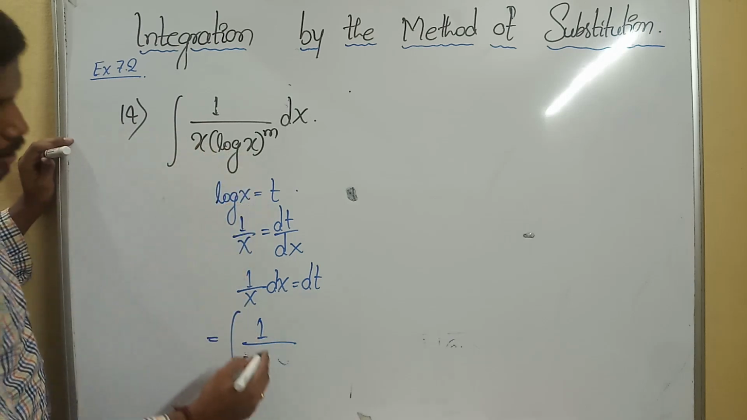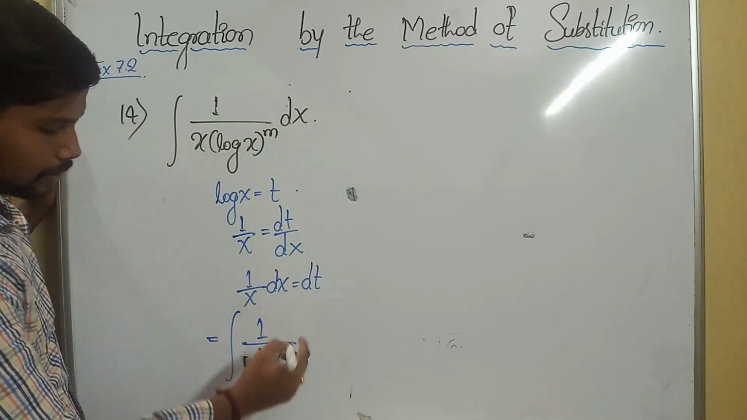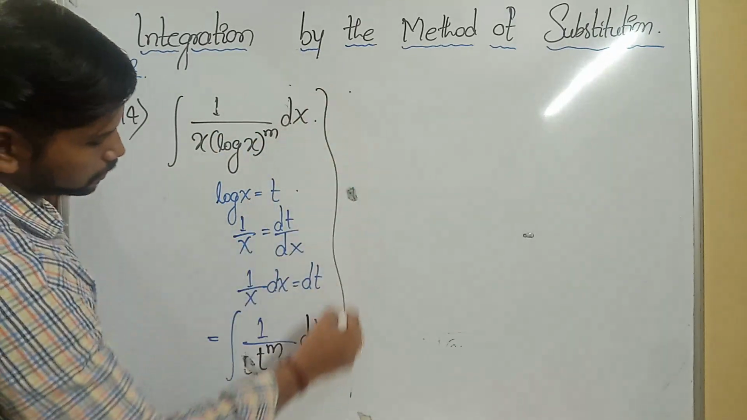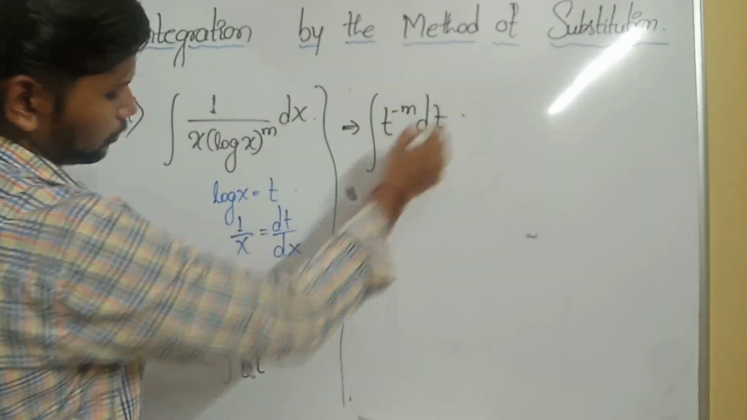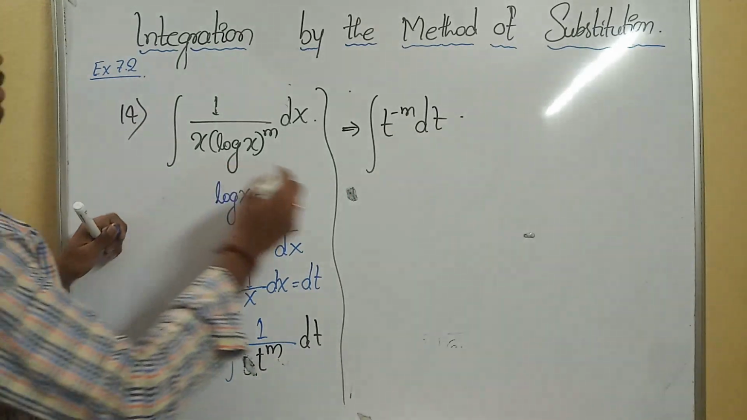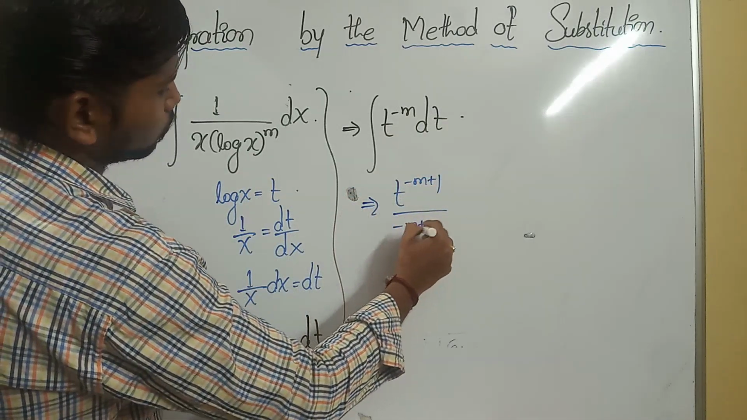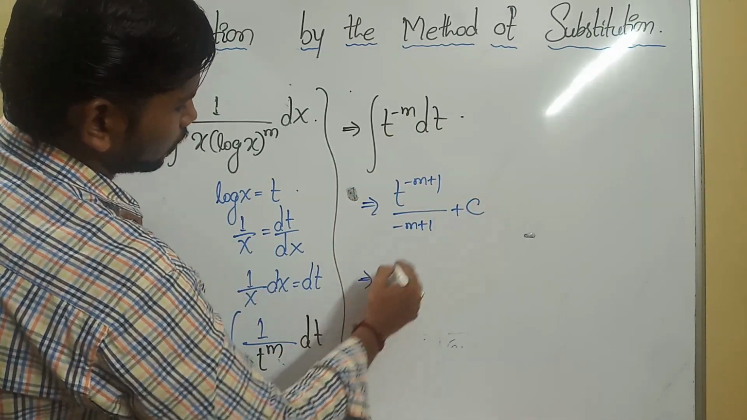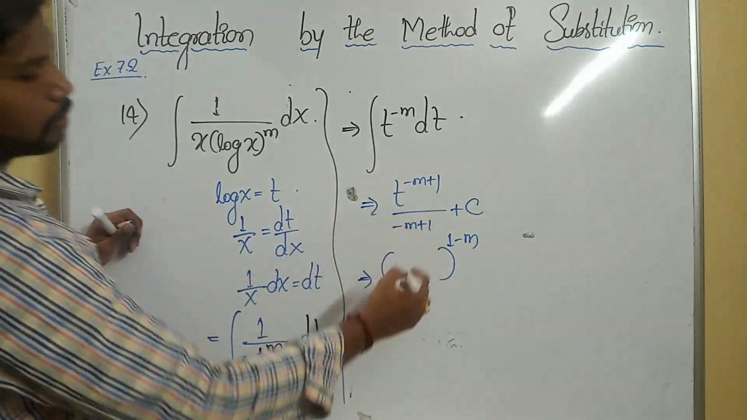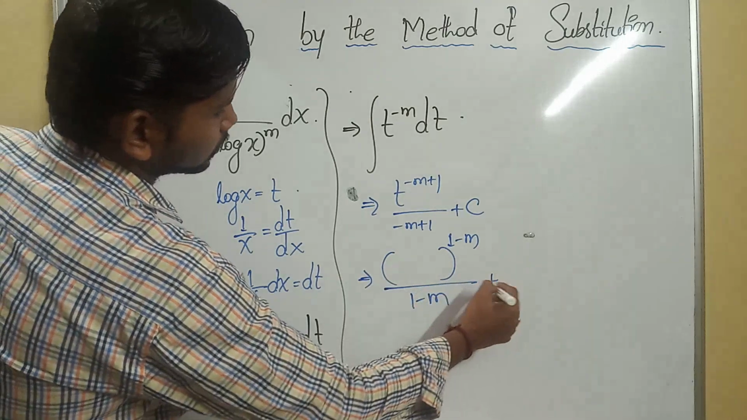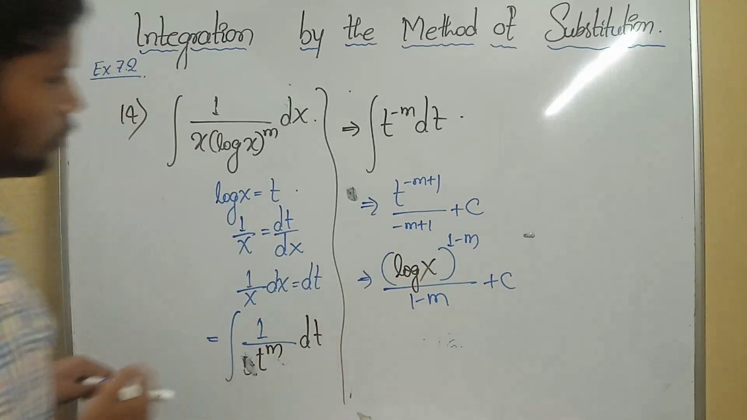Then in the next step, log x as t will be t to the power m, and 1 by x dx can be written as dt. Got it? Then the next step is the integral of t to the power minus m into dt, because the denominator term goes to the numerator. What is the integral of t to the power minus m? It is t to the power minus m plus 1 divided by minus m plus 1, plus c. Instead of writing minus m plus 1, I write 1 minus m: t to the power 1 minus m divided by 1 minus m, plus c. What is the value of t? The t value will be log of x. Got the point clearly?